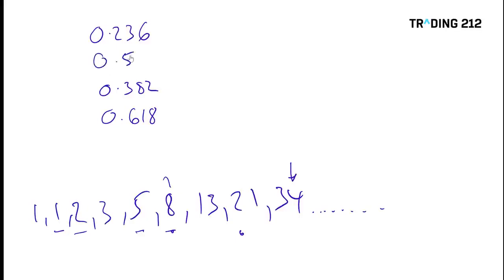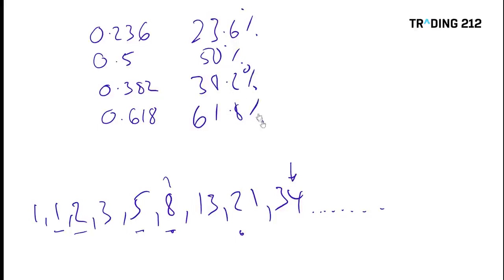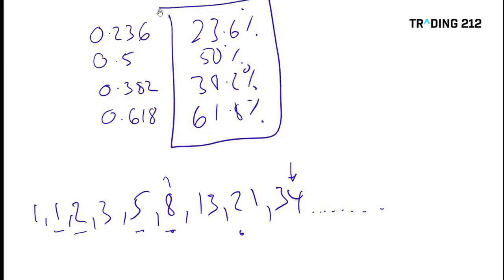So we have these various calculations that come from Fibonacci numbers, and what chartists do is convert these to percentages. So 0.236 becomes 23.6%. Then we have 50%, 38.2% and 61.8%. Okay, so from a charting point of view, these are the important Fibonacci retracements. So let's see how this actually works. Let's look at the theory.